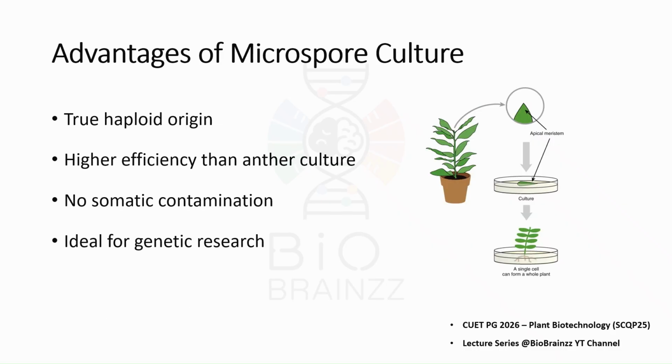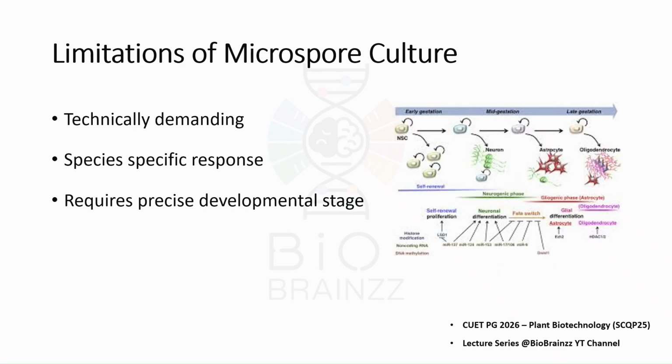Advantages of microspore culture. Microspore culture provides high efficiency and eliminates contamination from somatic tissues. It produces uniform haploid populations. This technique is especially useful for genetic studies and breeding programs requiring precise control over haploid origin.